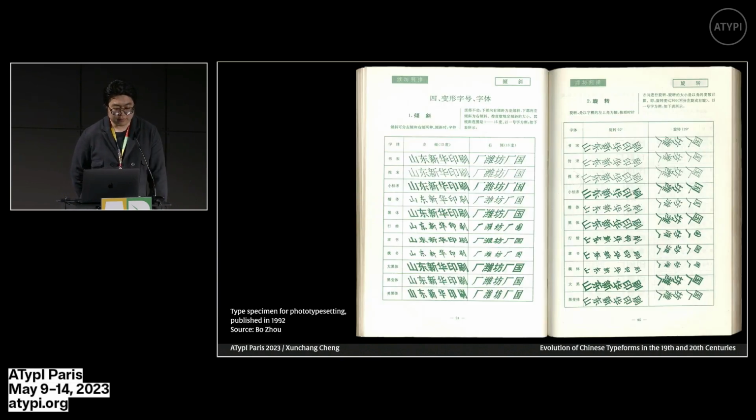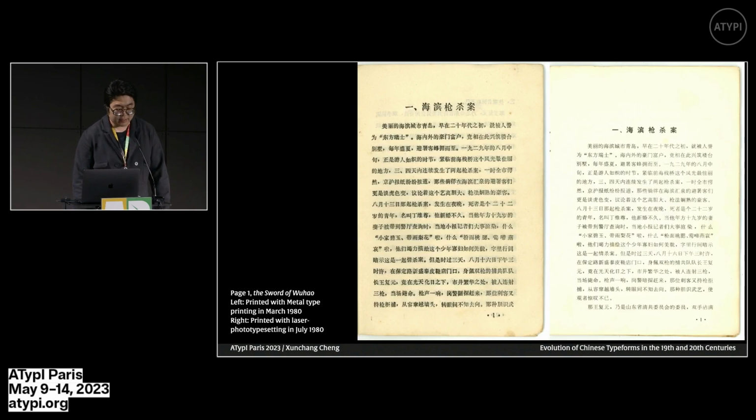The introduction of photo typesetting in China also opened up many possibilities for the form of Chinese characters. This is a comparison: on the left is a novel printed in hot metal type, and on the right is the first laser phototypesetting book. Since then, Chinese characters have entered the computer age.